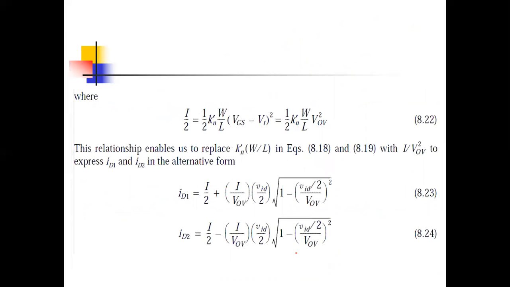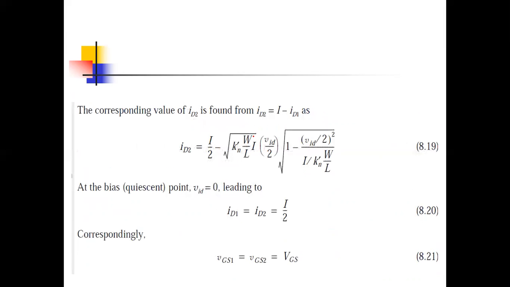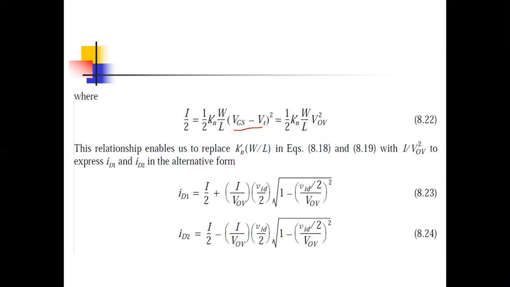Now, what is our interest? Now we have I by 2. I is half K n dash W by L times (VGS minus VT) square. I have already explained that VGS minus VT is your overdrive voltage, so you can put V over here. Now in this equation, ID equals I by 2 minus this term. Convert this equation in terms of overdrive voltage, and from this equation, calculate the value of overdrive voltage.